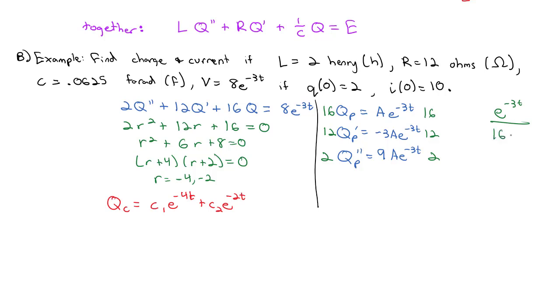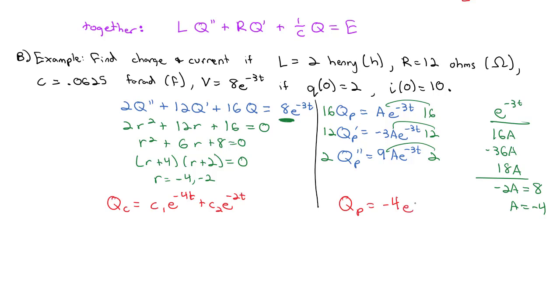We've got 16a, then we've got negative 36a, and then we've got 18a. And when we add those together, it ends up being negative 2a. And we want to have 8 of these e to the negative 3t's, so a must be equal to negative 4. That tells me that Q particular is negative 4 e to the negative 3t.